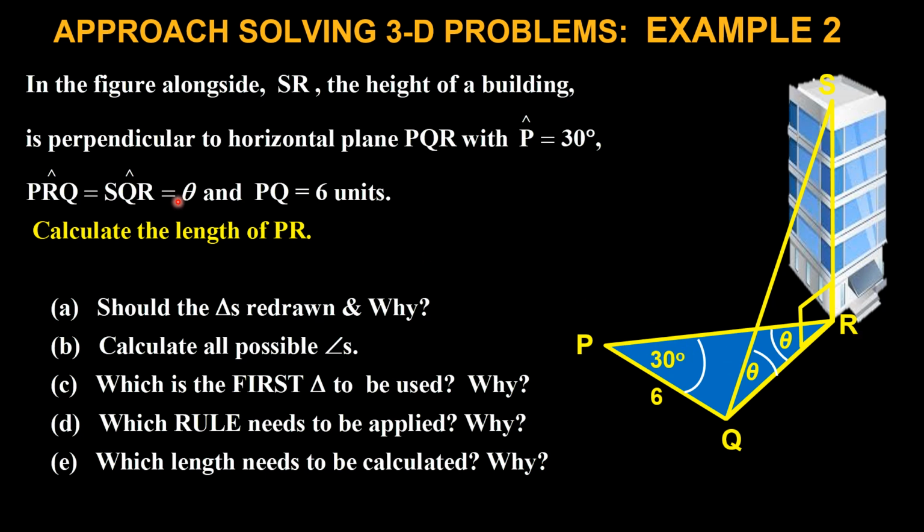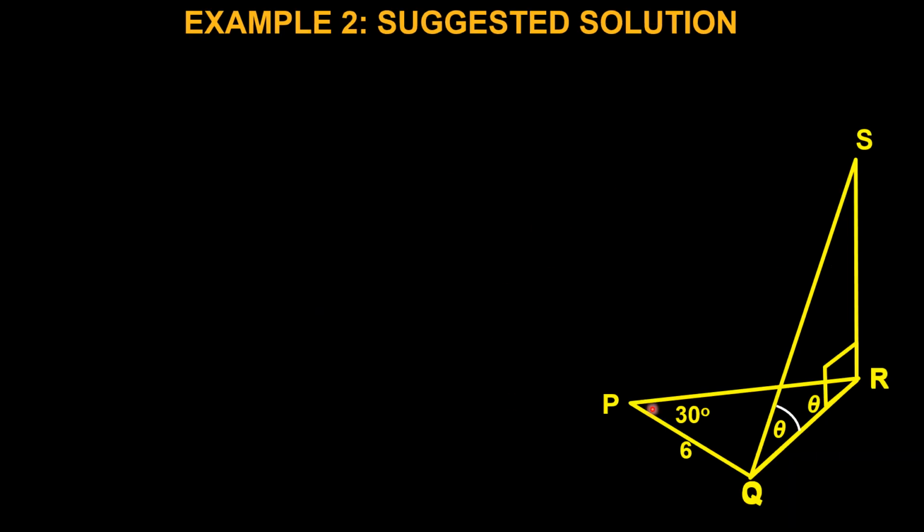Angle P is 30. Angle P, these 2, that's theta, and that one in the horizontal plane is theta, and there's another theta in the vertical plane. Okay, and PQ is equal to 6, and we want to calculate the length of PR. And here are some questions that will help us to understand our approach. In the next slide, we're going to handle each one of them just to illustrate the approach, not actually solving the problem.